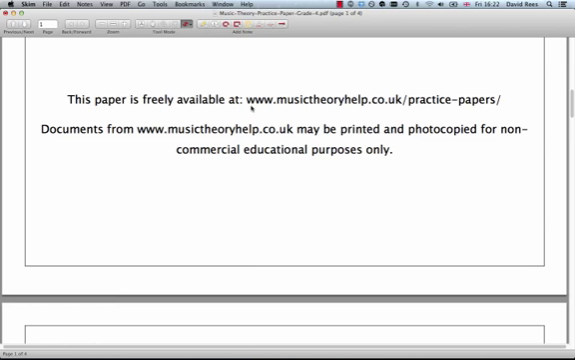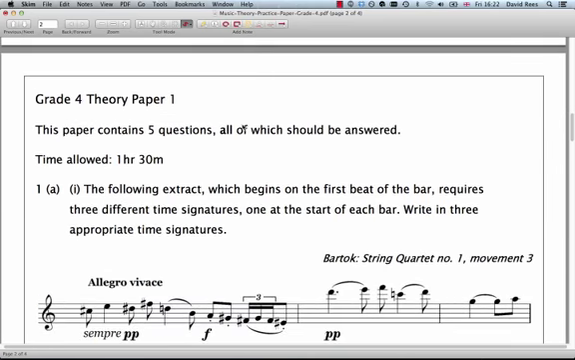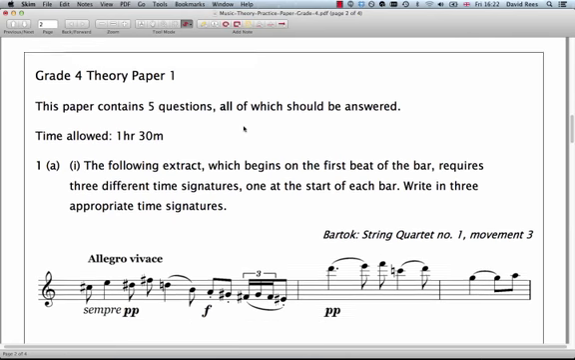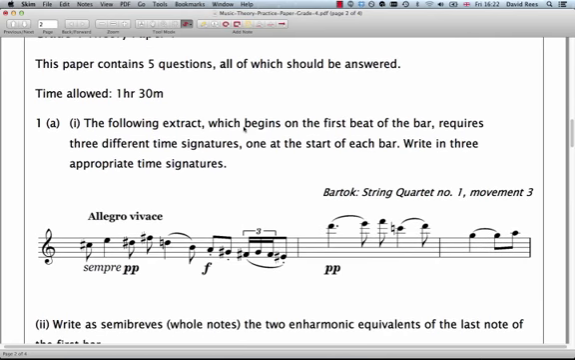And once again, this paper comes from musictheoryhelp.co.uk, and I would recommend giving it a try before you have a look here, and you can see whether you got the answers right or not. So here we go. Grade 4 theory paper. This paper contains 5 questions, all of which should be answered. Time allowed 1 hour 30 minutes.